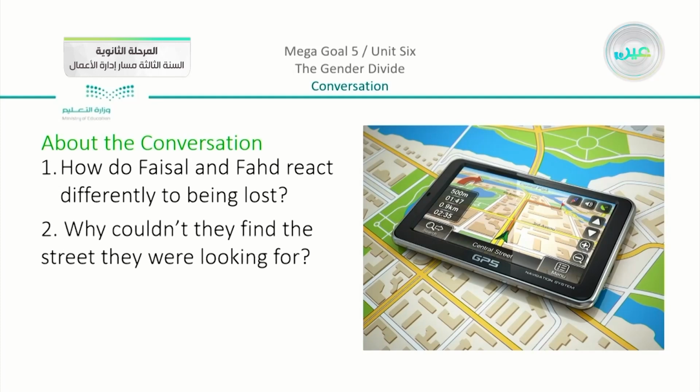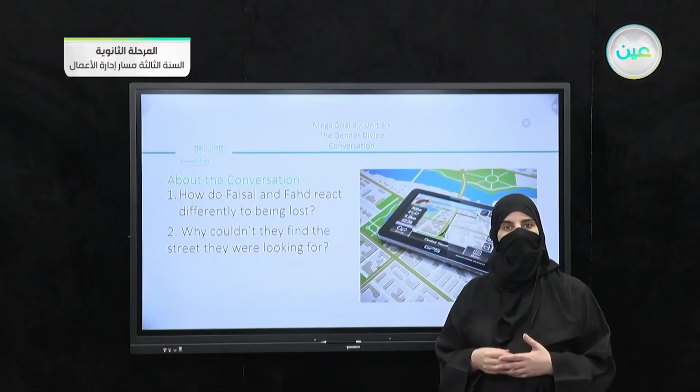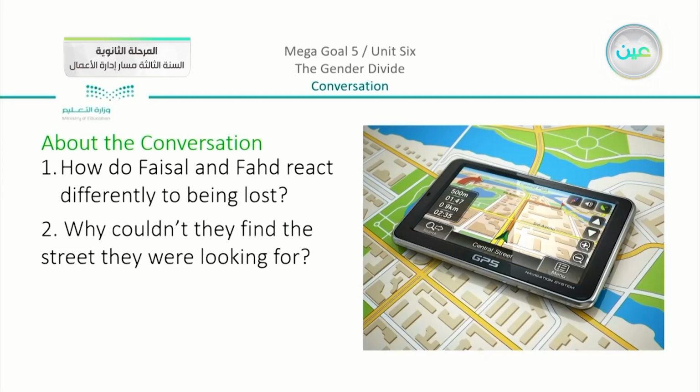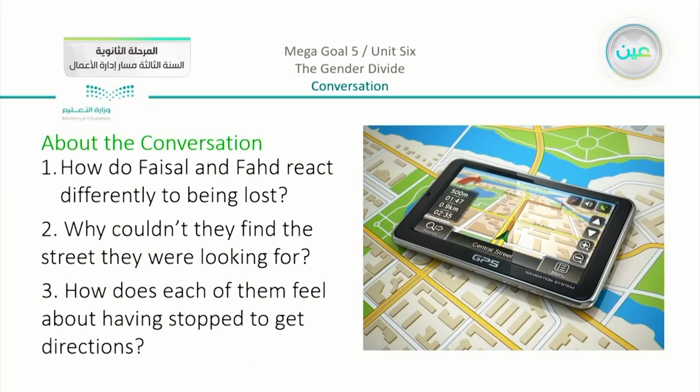Why couldn't they find the street they were looking for? So what do you think the first or the basic reason was? Do you think there was something wrong? Did they have the wrong name for the street? How does each of them feel about having stopped to get directions? So you can see that one of them was happy, and the other one, he saw that it wasn't a very big deal.